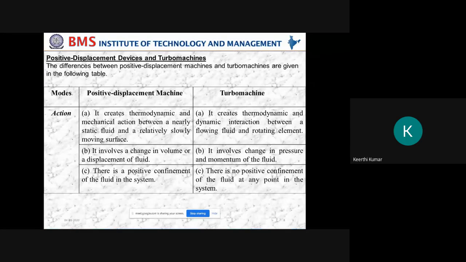Next, there is a positive confinement of the fluid in the system. That means if you want a reciprocatory motion, there should be a cylinder. It is a mandatory part. But here, there is no positive confinement of the fluid at any point in the system. For example, what is the function of a fan? The function of a fan is to push the air with a high pressure. That can be done without a casing also. But in a positive displacement machine, if I want to push the air with a high pressure, a casing is a mandatory part. So these three are the important differences between the positive displacement and turbo machine under the heading of action.